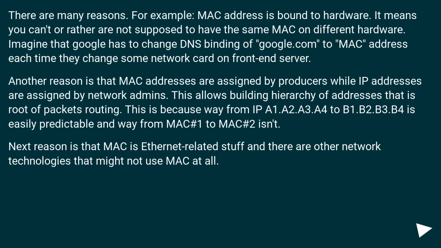This is because the way from IP A1.A2.A3.A4 to B1.B2.B3.B4 is easily predictable, and the way from MAC number 1 to MAC number 2 isn't. The next reason is that MAC is Ethernet-related, and there are other network technologies that might not use MAC at all.